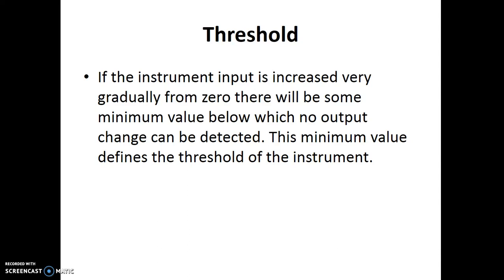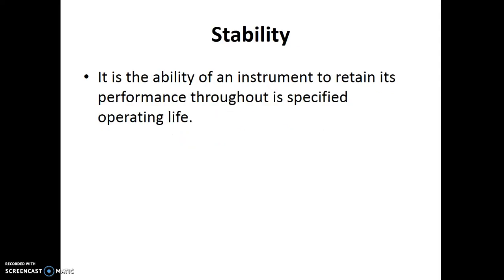Next characteristic is threshold. If the instrument input is increased very gradually from 0, there will be some minimum value below which no output change can be detected. This minimum value defines the threshold of the instrument. Next characteristic is stability. It is the ability of an instrument to retain its performance throughout its specified operating life, is called as the stability.